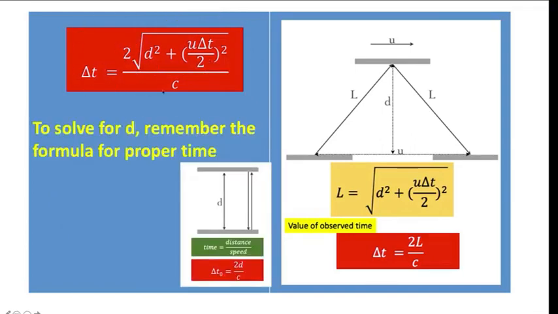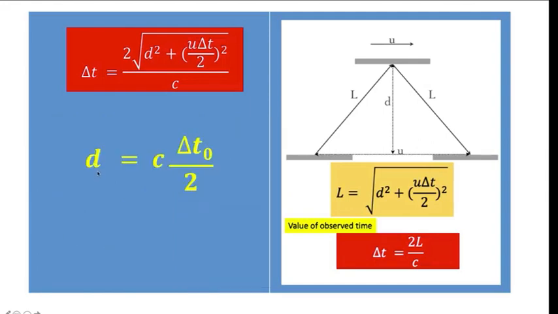Now, let's solve this equation for d. And remember that the formula for proper time is proper time equals 2d over c. And from that formula, we can solve for d. So we can multiply both sides by c to get c delta t sub 0 and then divide both sides by 2, and we'll get this expression for d.